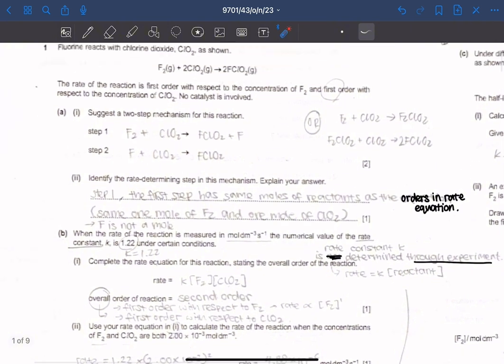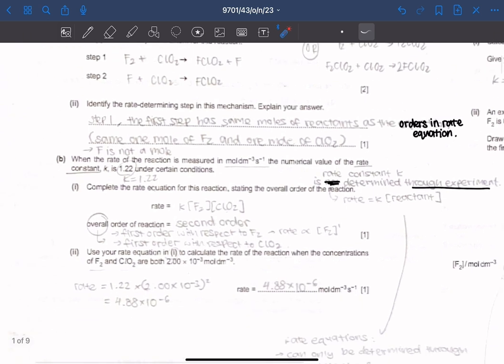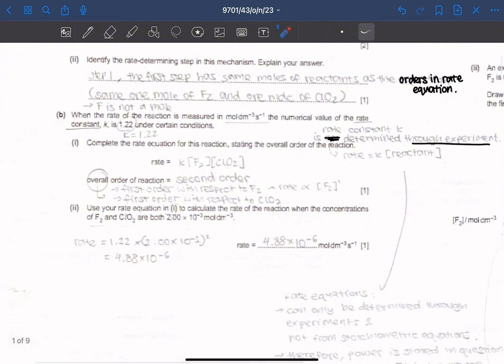So if you go back to the question, it says in the beginning that it is first order with respect to the concentration of F2 and first order with respect to the concentration of ClO2. So therefore, rate is equal to k [F2] to the power 1 [ClO2] to the power 1. Then the overall order of the reaction is the order of F2 plus the order of ClO2, so 1 plus 1 equals 2. The overall order of the reaction is second order.